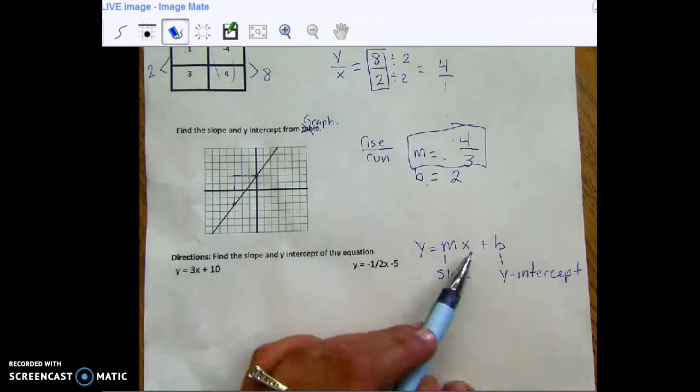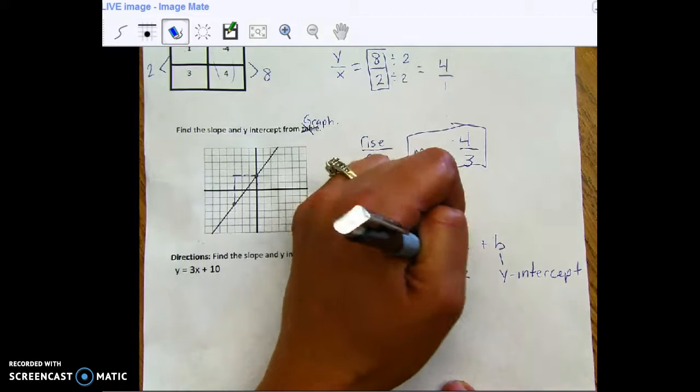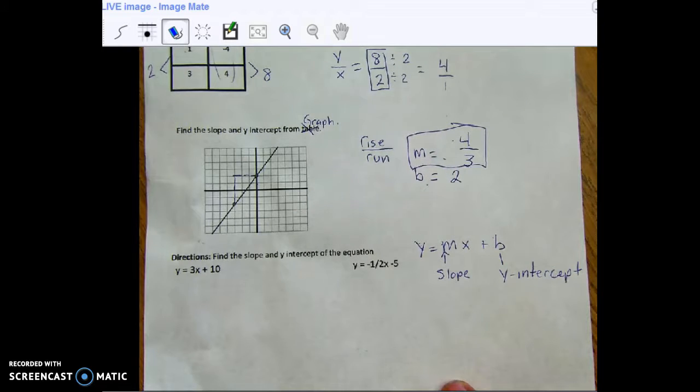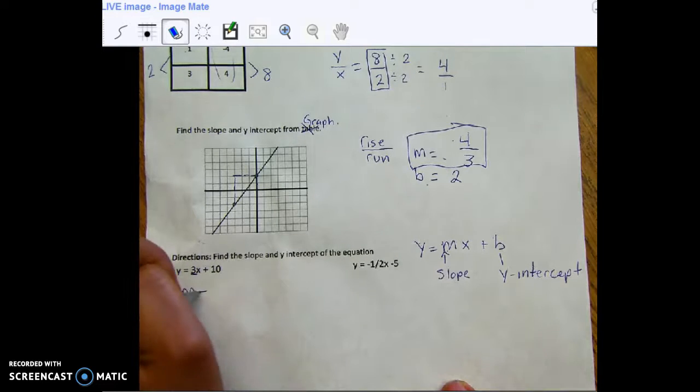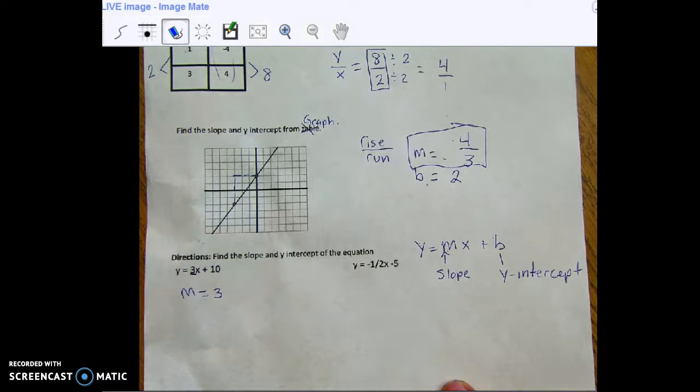X is not included. Notice my slope is just m. Please do not put x as your slope because it is not a part of your slope. So I'm going to look at this equation here, and I see 3 in the spot where m would be. So my m is 3, and my b, my y-intercept, is 10.